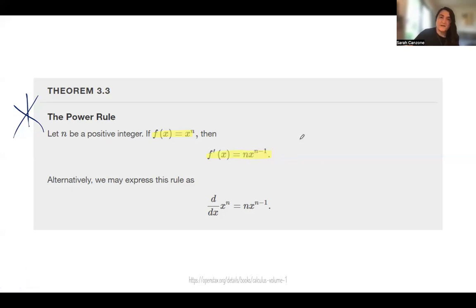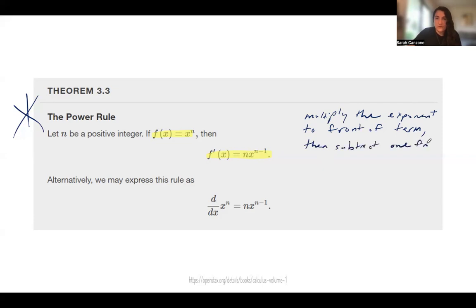So what it's telling us to do is multiply the exponent to the front of the term, then subtract 1 from our exponent. I know that this says let n be a positive integer. This is not the generalized power rule. We are not going to be looking at that. There is an extended power rule that I believe I might have later on.